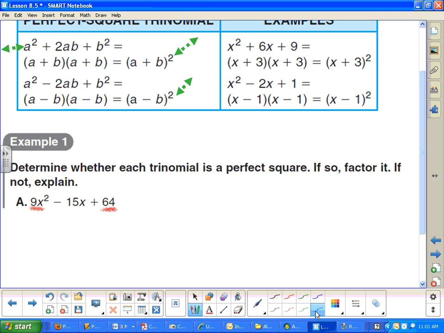So what's being squared here to get 9x squared? What squared is 9? 3. And what squared makes x squared? X. Okay, so this is 3x squared here. Okay. And what about 64? What's squared there? 8. Okay. Now, according to our information then, this is a squared plus 2ab plus b squared, that tells us that a is equal to 3x and b is equal to 8.